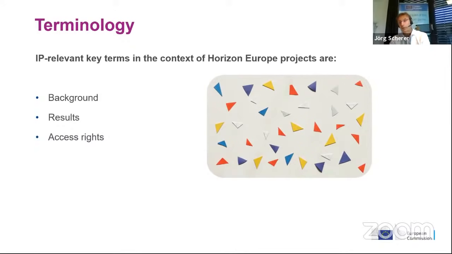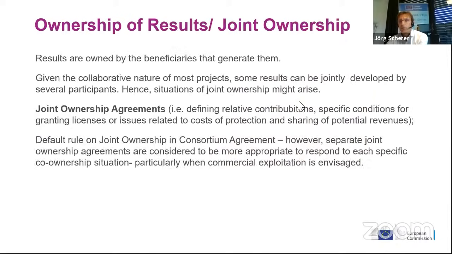The results are referred to as foreground. So this is the new results generated in the collaboration. And then, of course, access right means the right of use. And that's what the collaboration is about, because you are sharing your knowledge with others, you are working together. And then, legally speaking, this means that you provide access rights to your colleagues in the consortium. I mentioned the issue of ownership, and here there's nothing new. The results are owned by the beneficiaries that generate them.